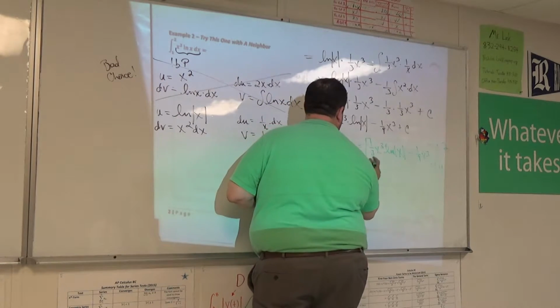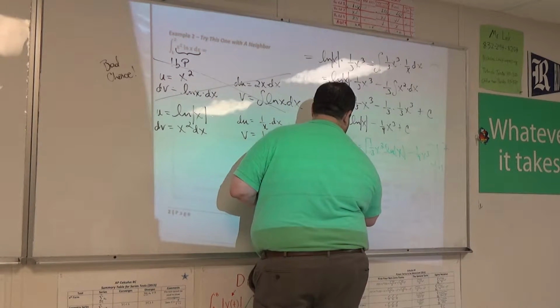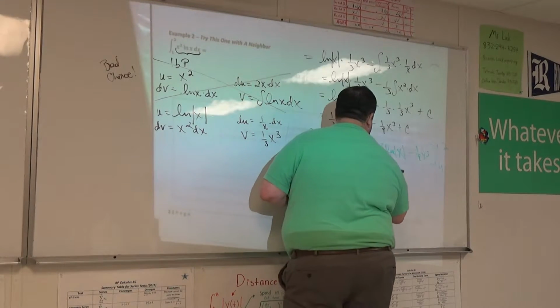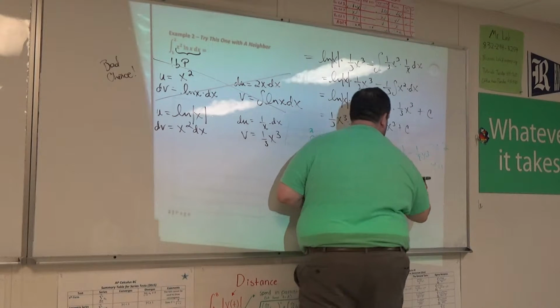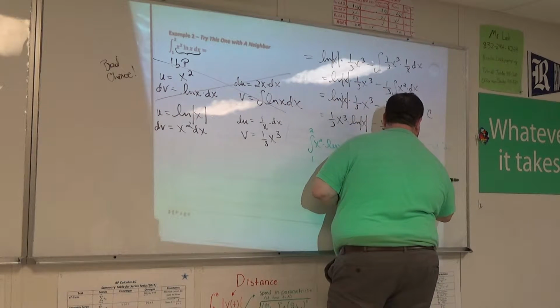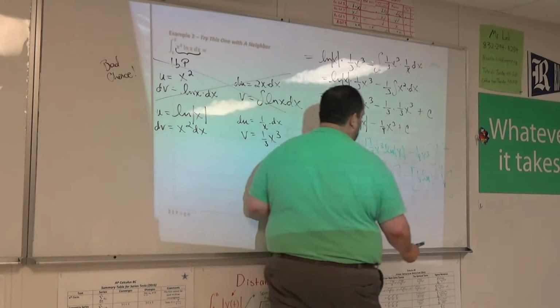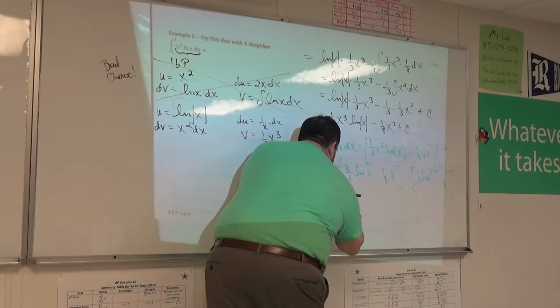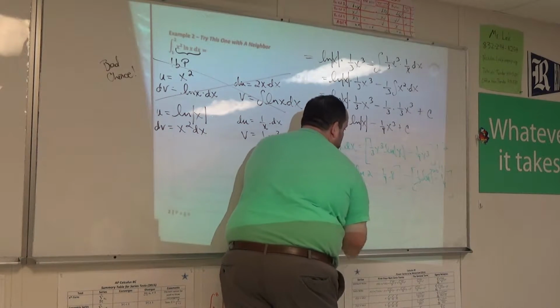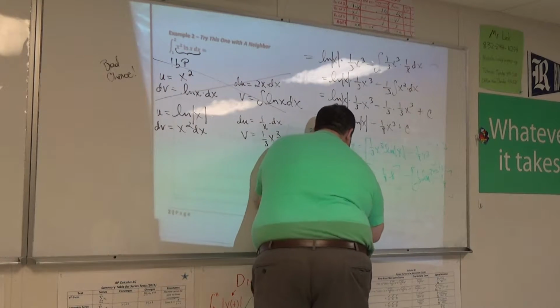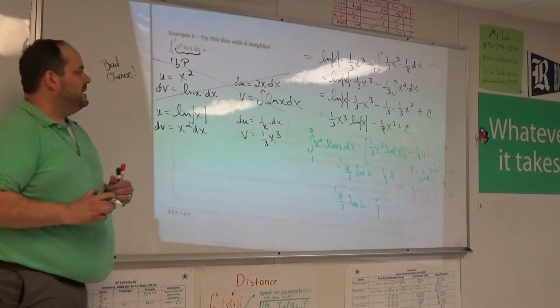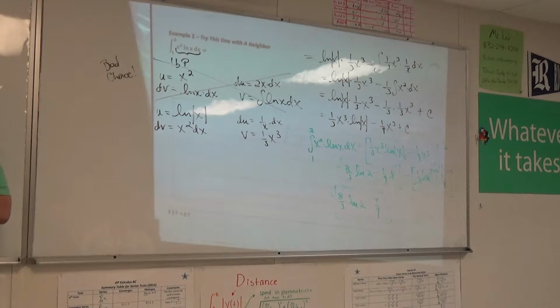Plug in the 2. 1 third times 2 cubed, I think that's 8 thirds natural log of 2 minus a ninth times 8, minus a third natural log of 1 minus a ninth. Natural log of 1 is going to be 0. 1 third of 1, we get 0. So if I clean this up, I think 8 thirds natural log of 2 minus 7 over 9. It's really dangerous for me to start simplifying things that don't need to be simplified. Unless it's free response, don't simplify. Multiple choice, have to simplify.